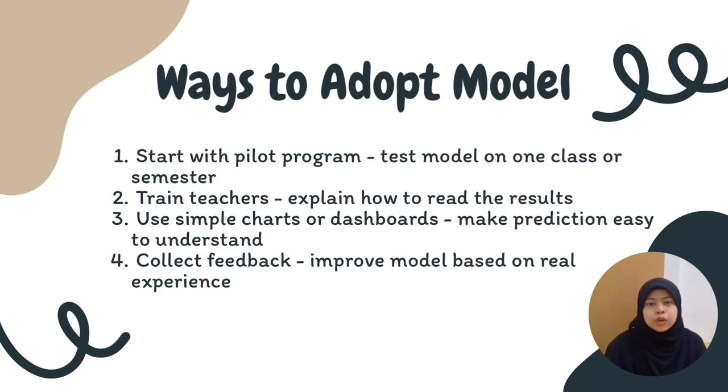To ensure smooth adaptation of our model into an actual educational setting, we suggest the stakeholders follow these steps. The first one is to start with a pilot program that uses one class or one semester of data. The second one is to provide a basic training or short briefing session to teachers or staff to teach them how to interpret the model's prediction. The third one is to integrate the model's prediction into a visual dashboard or report format that presents the results simply and clearly. The last one is to conduct regular reviews of model performance and make improvements as needed based on user experience.